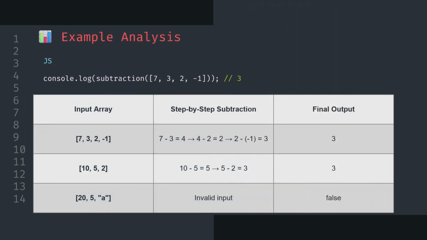Let's walk through a few examples. With the array of 7, 3, 2, and -1, we perform each subtraction in order to get 3. In the array of 10, 5, and 2, it also comes down to 3 again. But if we pass in something like a string, the function safely returns false. It is always good to see how your function behaves with both valid and invalid inputs.